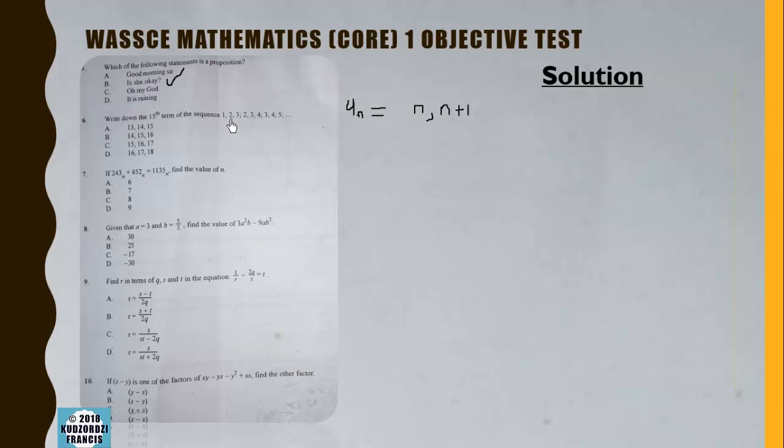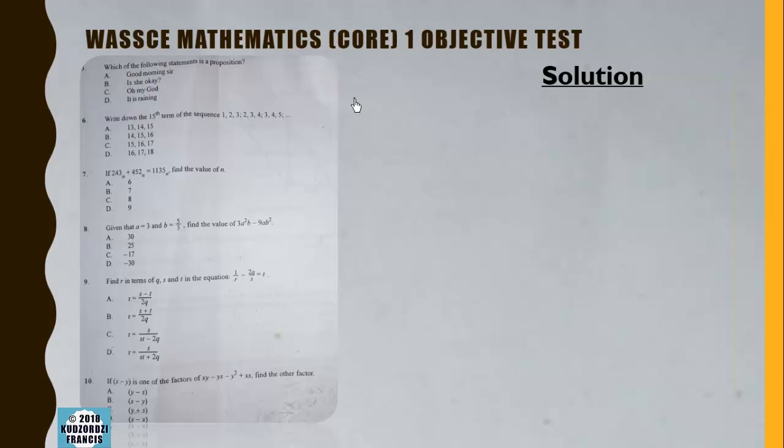Then we have the last one, 3, 4, 5. So this is the counting numbers plus 2. So this gives us n plus 2. So if you want to find the 15th term, n will be equal to 15. So the first is 15. Then 15 plus 1 is 16. Then 15 plus 2 is 17.